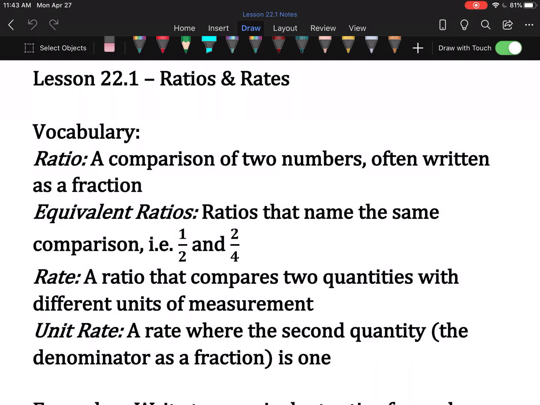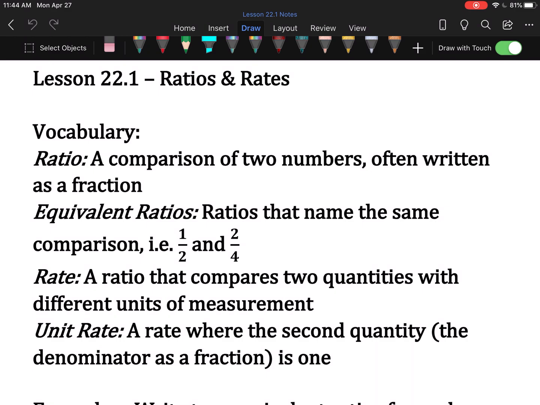A ratio is a comparison of two numbers, often written as a fraction. There are other ways to write ratios, but we're going to focus on them as fractions. So a fraction is a ratio. Equivalent ratios are ratios that name the same comparison. They're equivalent fractions. And we did this all the way back in chapter 4, I believe. Might have even been 3. But something like 1/2 and 2/4. Two fractions that say the exact same thing. One would simplify into the other.